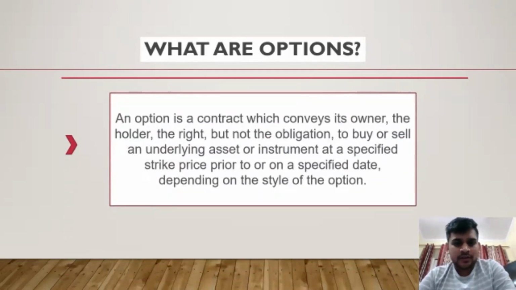So an option is a contract which conveys to its owner, the holder, the right but not the obligation to buy or sell an underlying asset or instrument at a specified strike price prior to or on a specified date, depending on the style of the option. I hope that you'll be able to connect it with my example. I gave you an example in the case of buying. You can also use it in the case of selling when you are anticipating a decline in the price of the share. Alright, let's move forward.